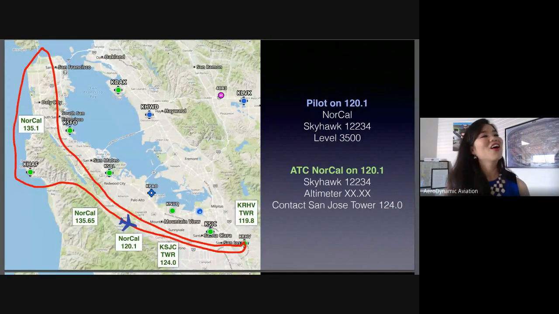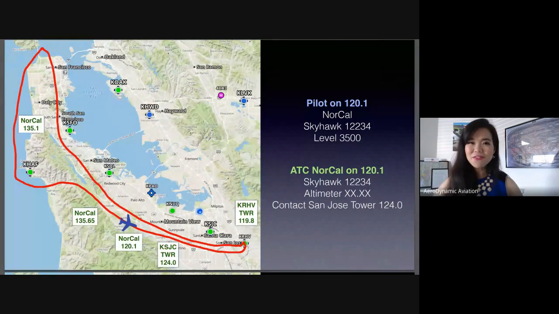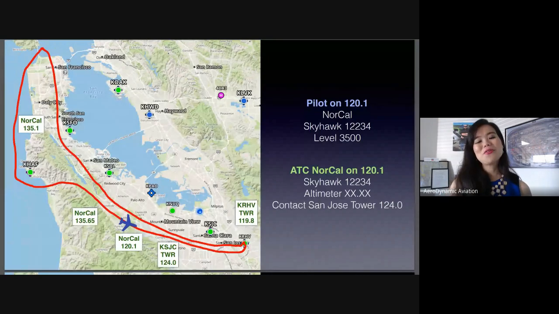Once you are more southbound, we contact 120.1. You can say NorCal, Skyhawk 12234, level 3,500. Very simple radio calls. You might remember doing flight following in your private level. Any cross-country flight, this is just flight following. NorCal will come back with Skyhawk 12234, altimeter setting, and then as you get closer to San Jose Tower, contact 124.0.